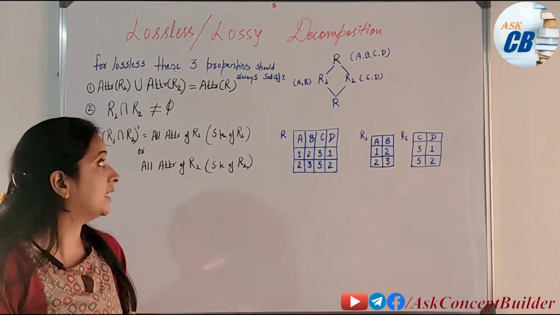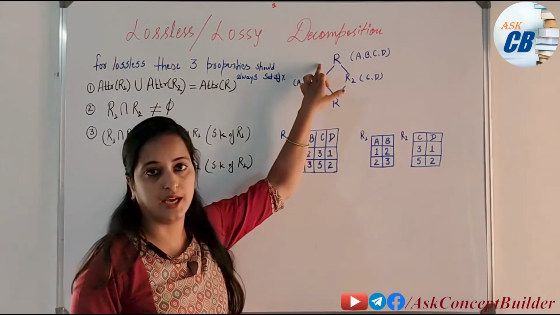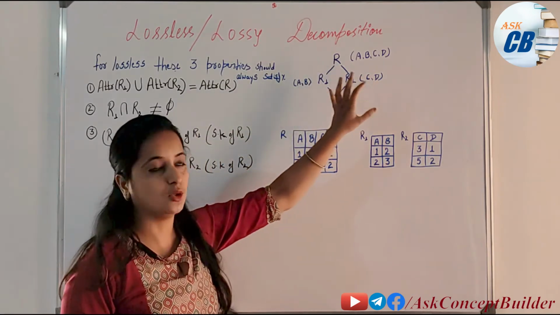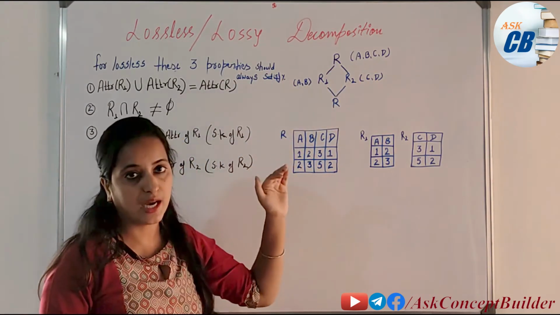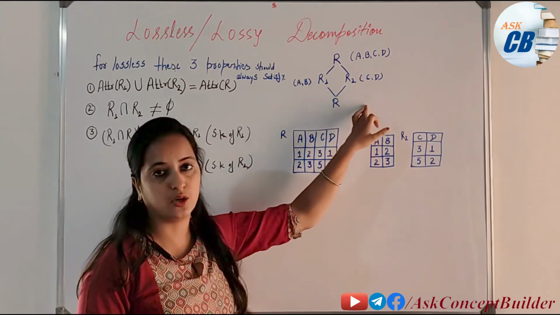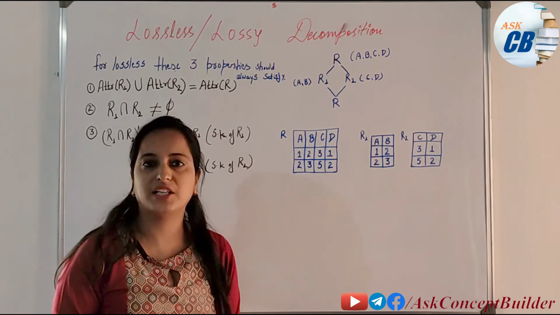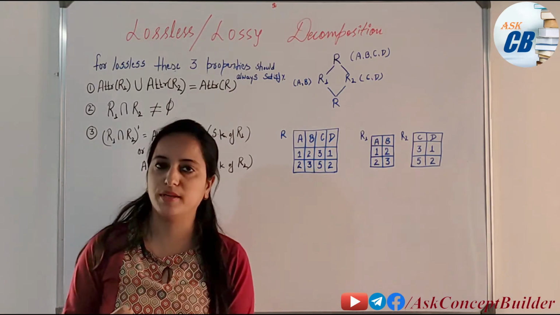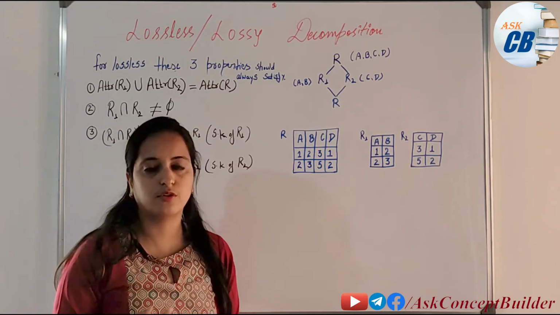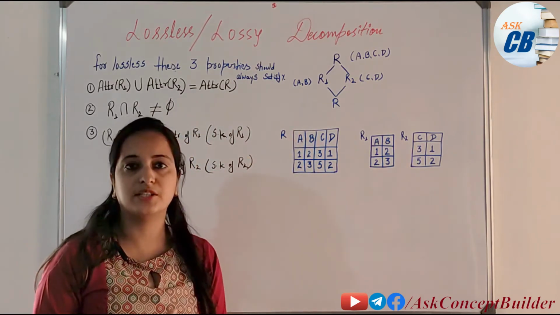Let us suppose you have a relation R with the attributes A, B, C, D. Now it is decomposed into two sub relations R1 and R2. Why do we do this decomposition? Mostly for normalization, which is a separate topic I will take differently. We decompose our relation for normalizing it.